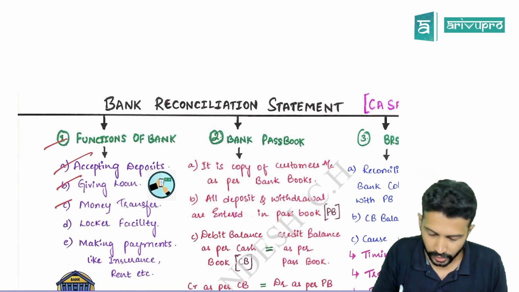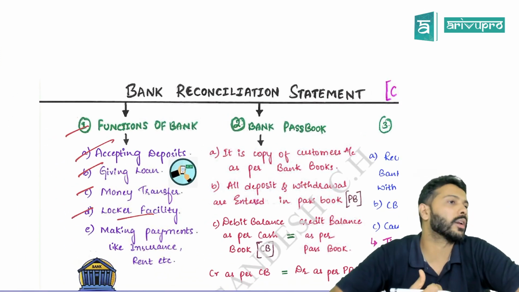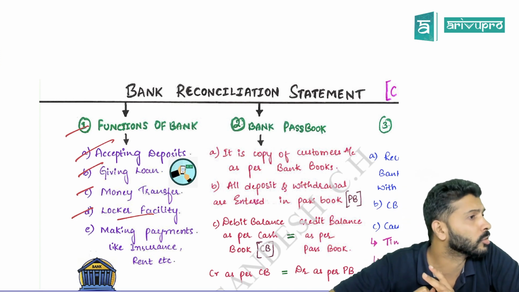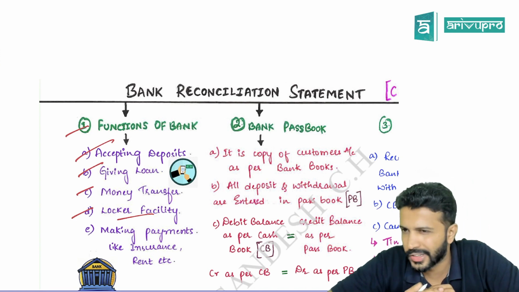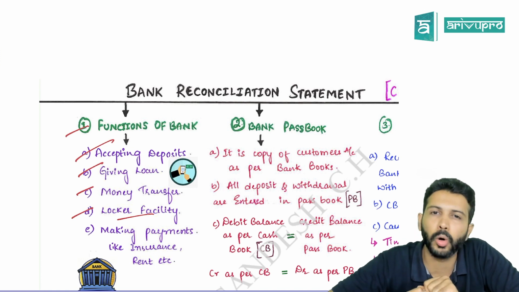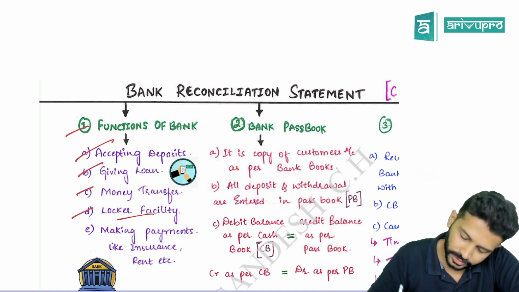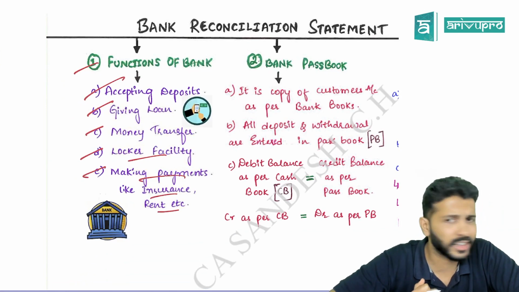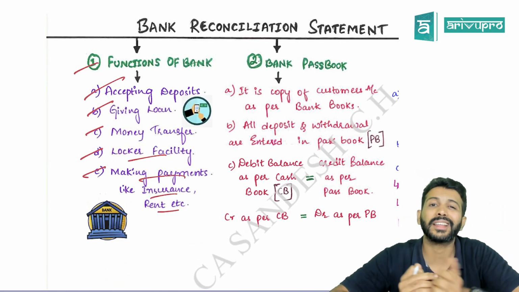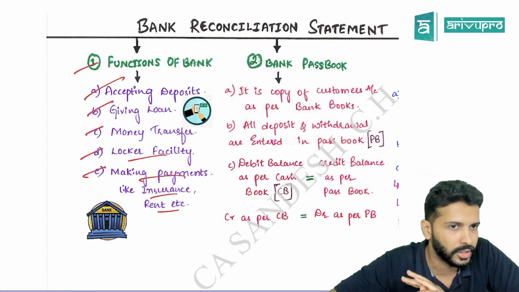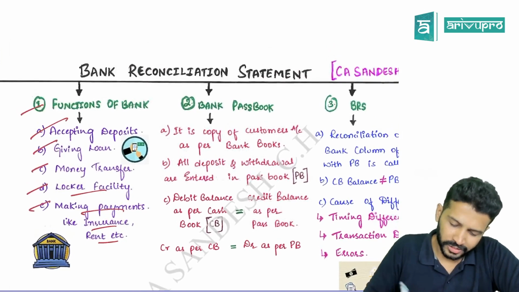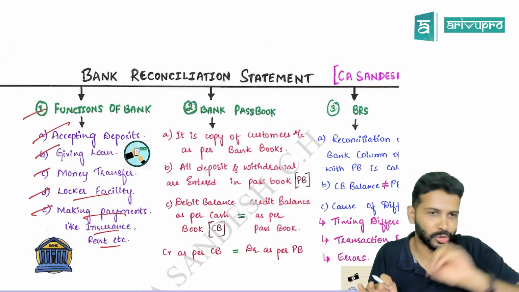And if you want to store your valuables like jewelry or important files, banks also give locker facility these days. Obviously, they will charge a nominal amount known as locker rent for this. Also, you can make payments like insurance. Any payment you have to make, banks can make that payment on your behalf. This is not that important, but it is there in the book, so I've brought it in.